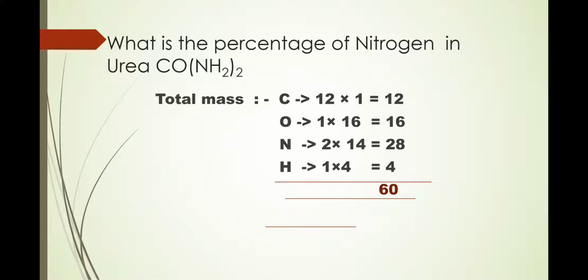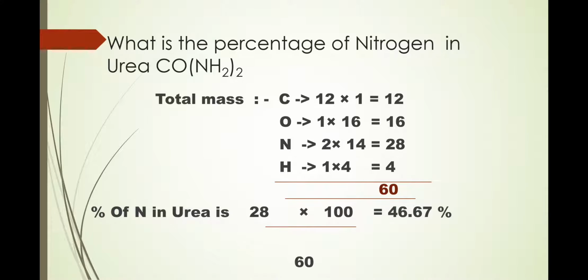Now we need to find only for the nitrogen atom. Here you have 2 atoms of nitrogen, so 28 divided by 60, into 100. This will give you the percentage of the nitrogen atom. Okay, so 46.67% of nitrogen is there in urea.